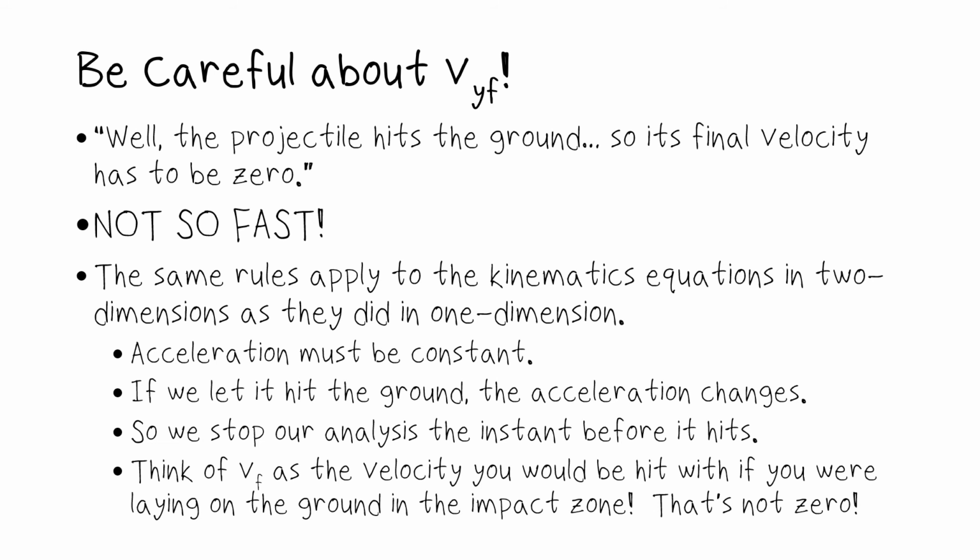Another way to think about it would be, think of final velocity as the velocity the projectile would hit you with if you were lying in the target zone. You're not going to be hit with an object moving at 0 meters per second. That's not what a projectile does. So if you would be hit with an object moving with a velocity, then you know that the final velocity is not going to be 0.